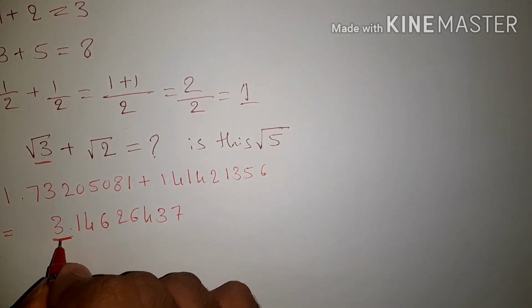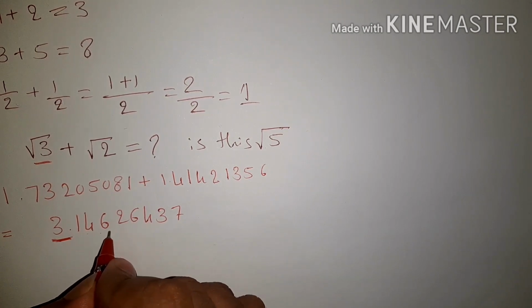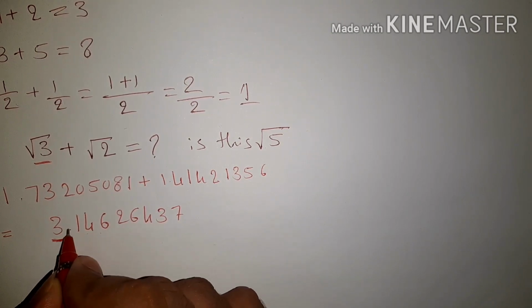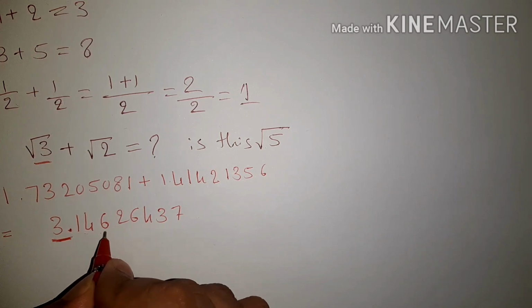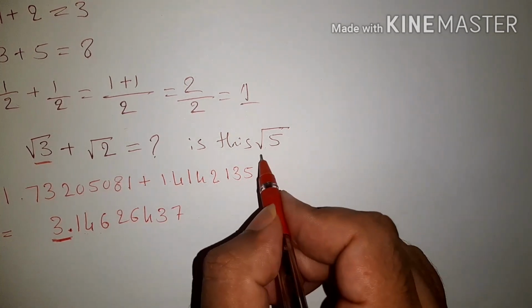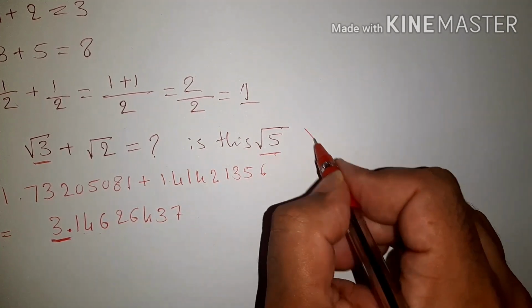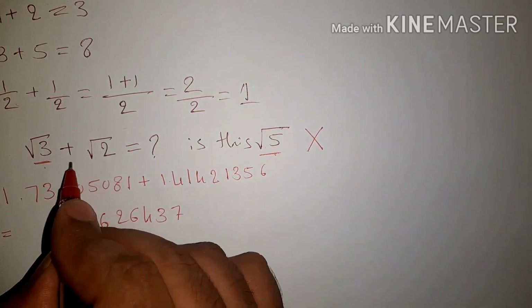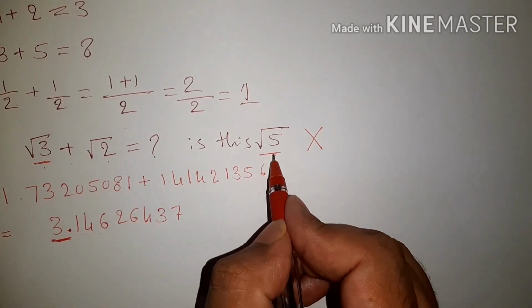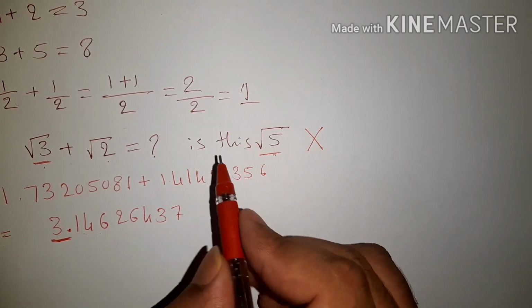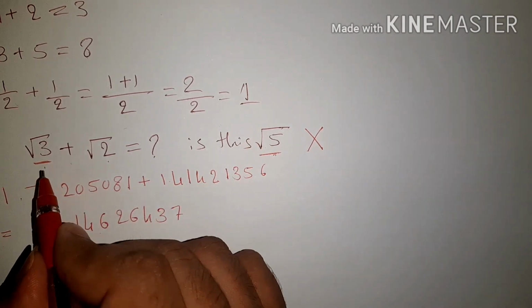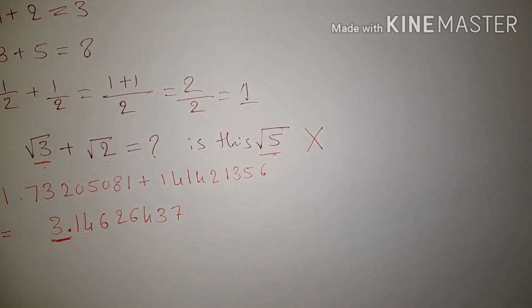Now check here: square root of 3, no, it's 3.146. If you take three places after the decimal point, see here, this is not equal. This is square root of 5. Hence, I cannot write square root of 3 plus square root of 2 as square root of 5. So I must know some of the properties of surds by which I can solve the problems.